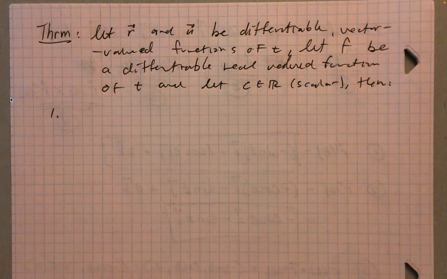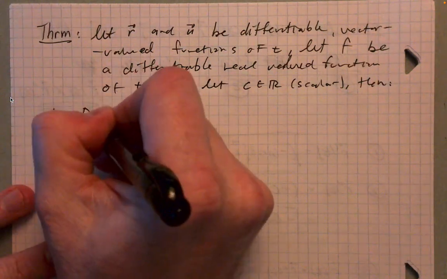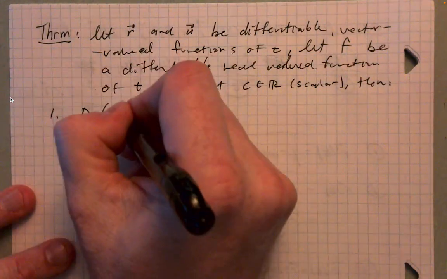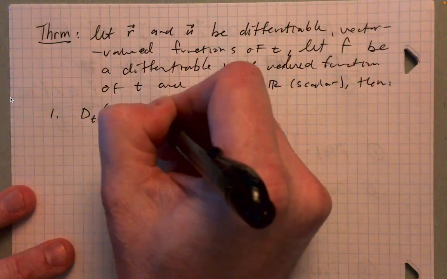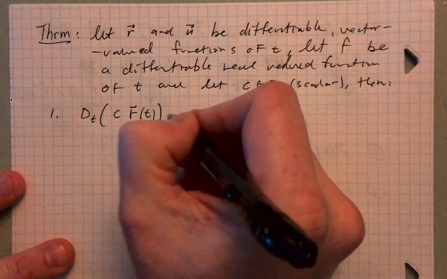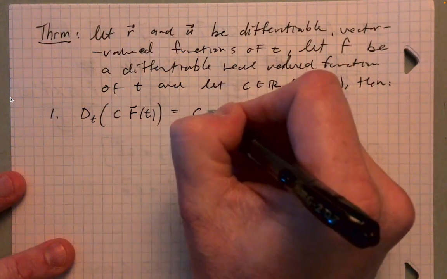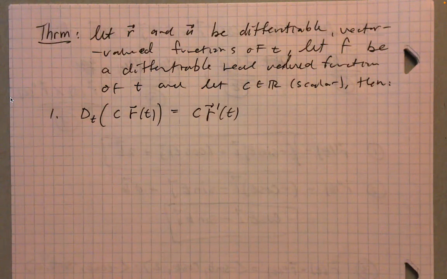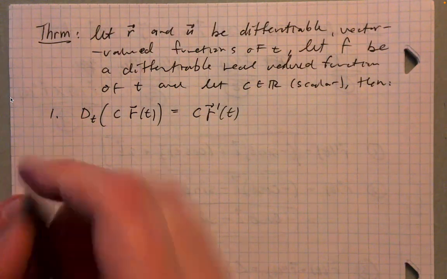So we'll just go through this. The derivative, with respect to t, of a constant times a vector valued function is just equal to the constant times the derivative of the vector valued function. Right? So real natural there. It perfectly mirrors what you'd expect to see for real numbers or for real valued functions.